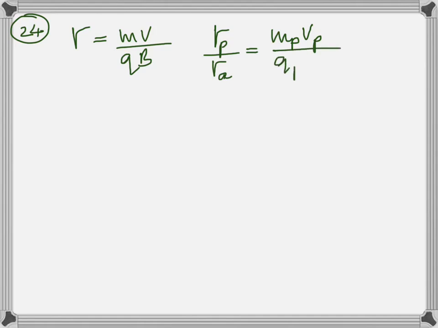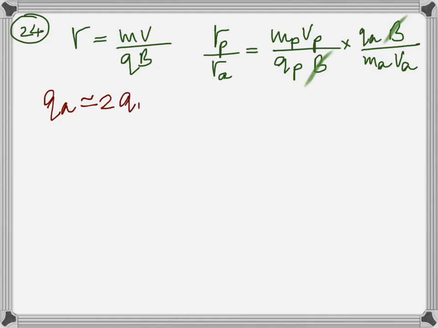The last question, because we need not do 25. R is mV by QB, and Rp by Ra is just mV by QB, I flipped over the other side, cancel those terms. It's the same magnetic field. And then the charge of the alpha particle is twice the charge of the proton, because an alpha particle has 2 protons and 2 neutrons. Its mass is about 4 times the mass of a proton.